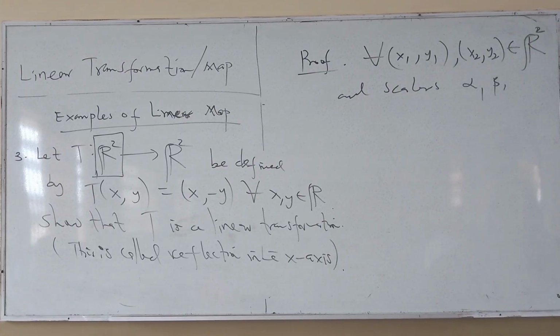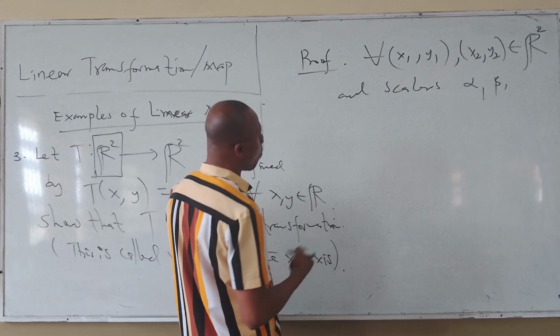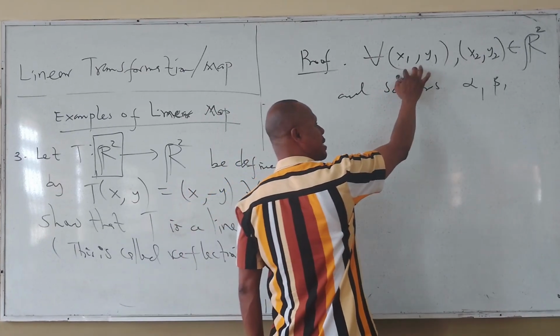So look at the definition. T of x y is equal to what? x, then the negative what? y. So you negate the second component. Good. Negate the second component. As I said, they are in pairs.